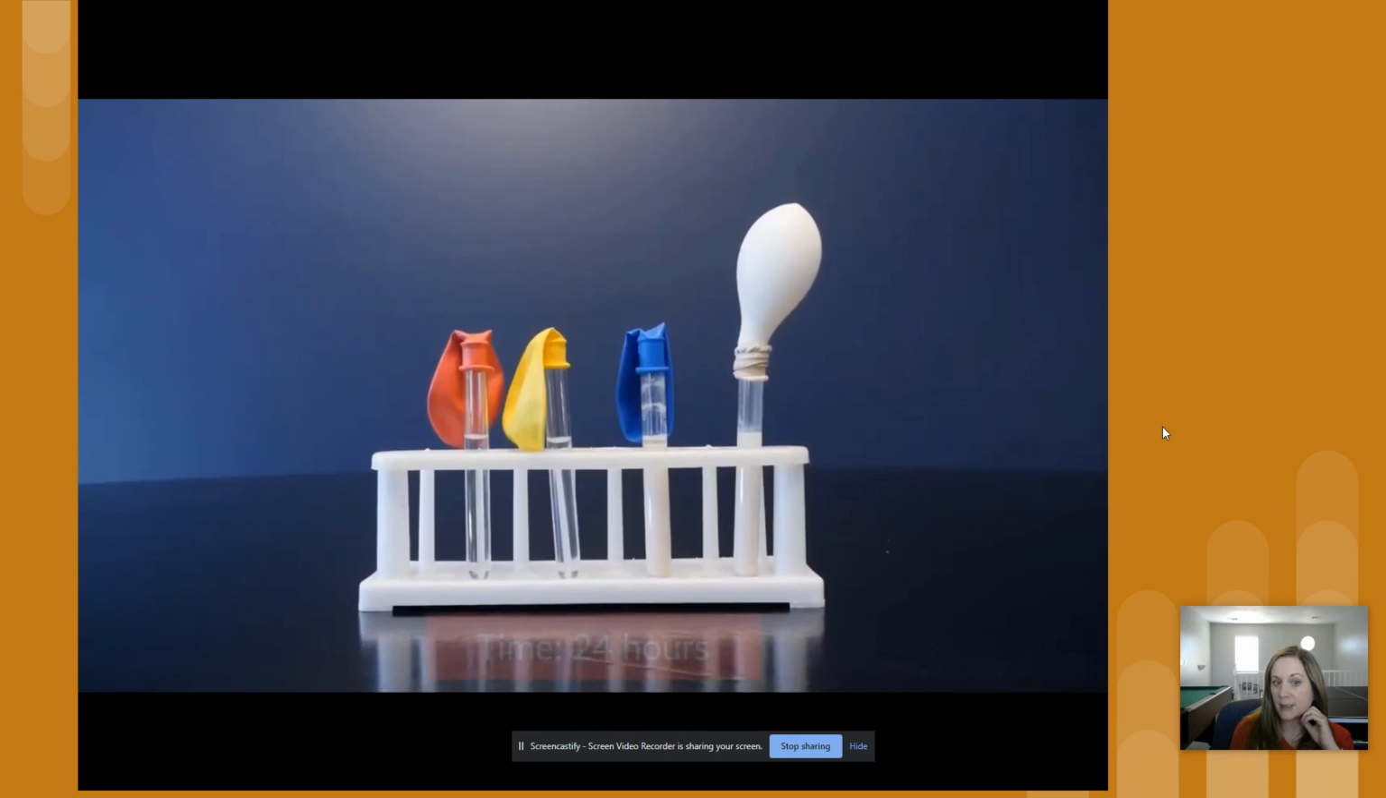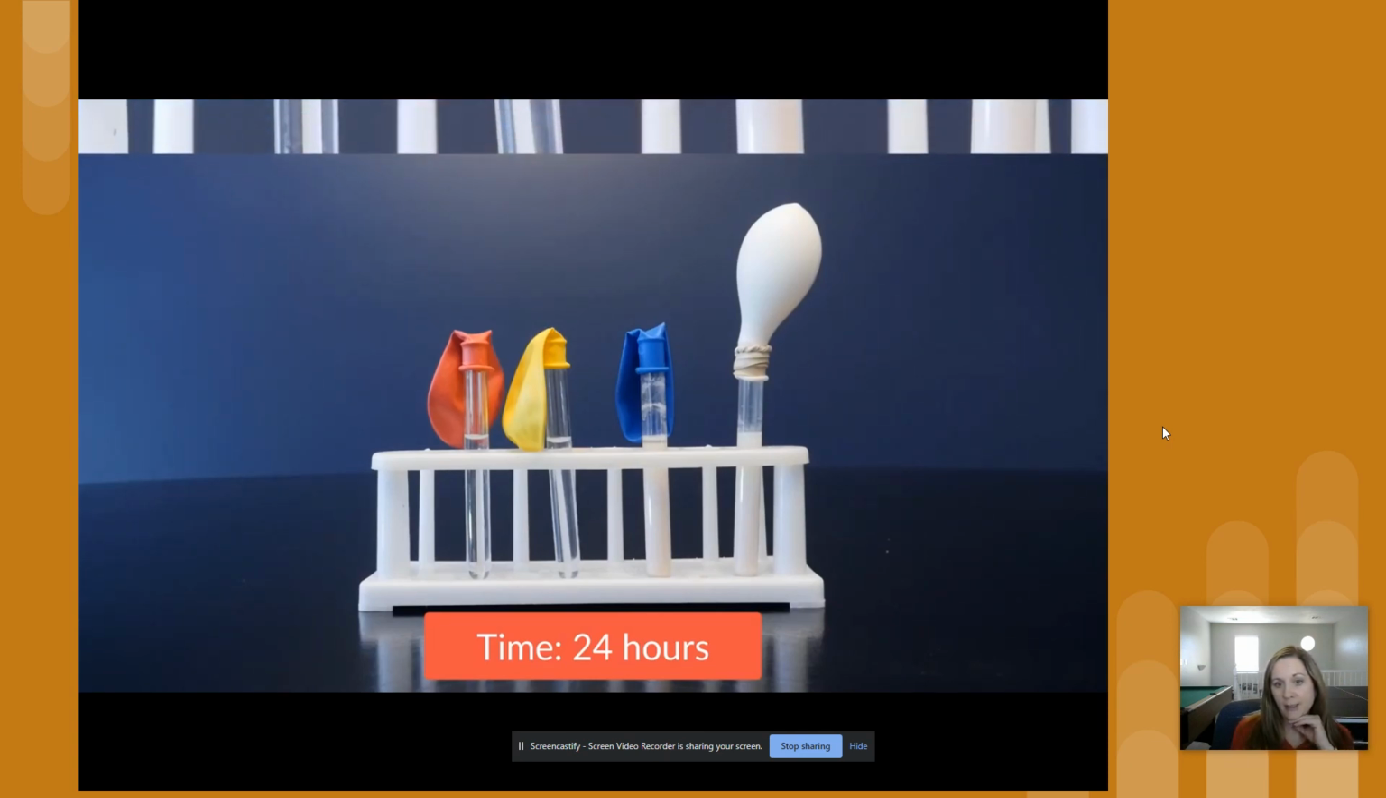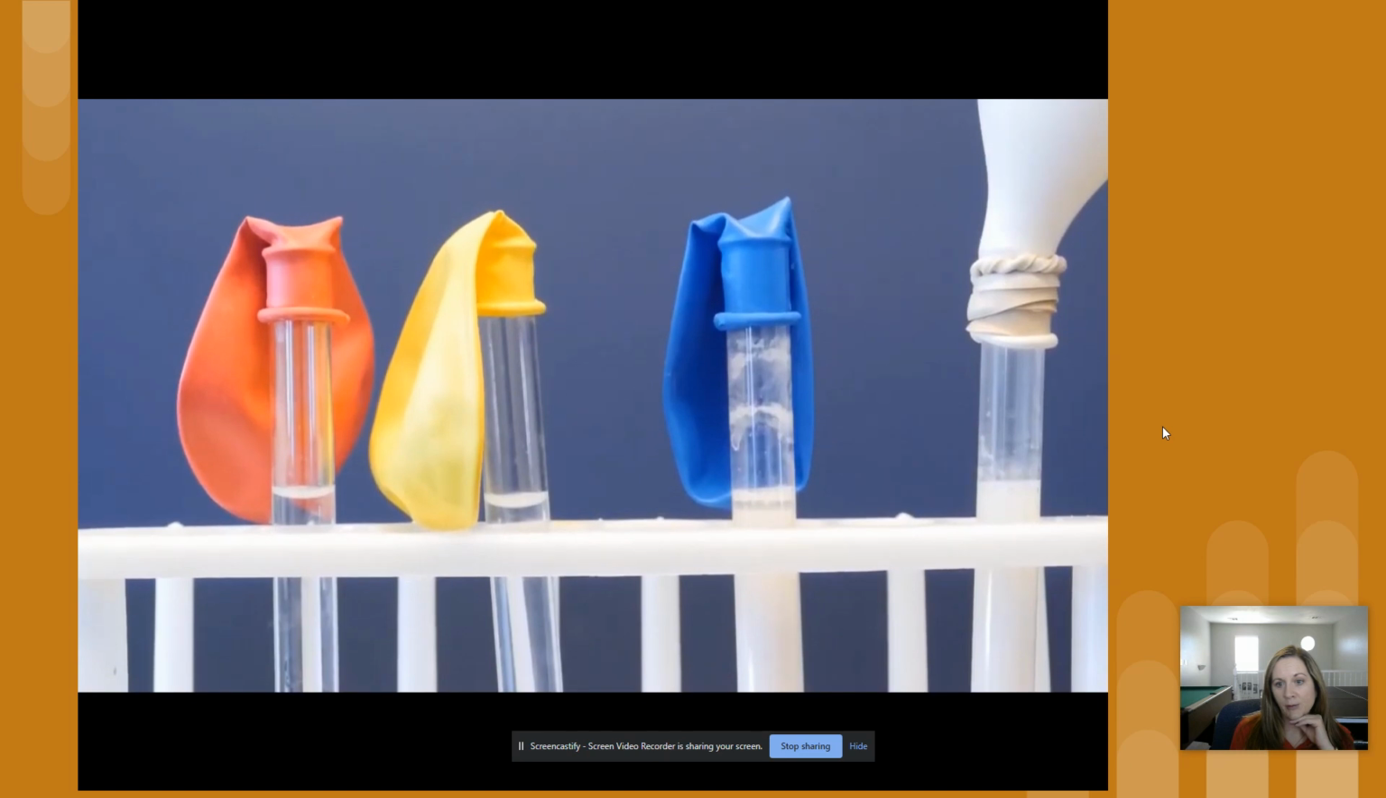Okay, this is the next day. After 24 hours, you can see all of the balloons are still deflated except for the one on test tube 4. The balloon on test tube 4 has risen and looks like it's filled up with some gas. When we look close up, all those little bubbles are gone after 24 hours, and there's no gas produced in test tube 1, 2, or 3, but there was gas produced in test tube 4.